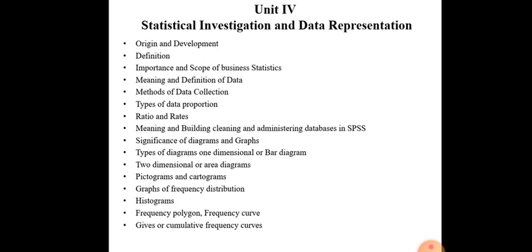Next, ratio and rates. Ratio and rates. What do we mean by ratio? Ratio means showing the relationship between two numbers. Showing the relationship between two numbers is nothing but a ratio.